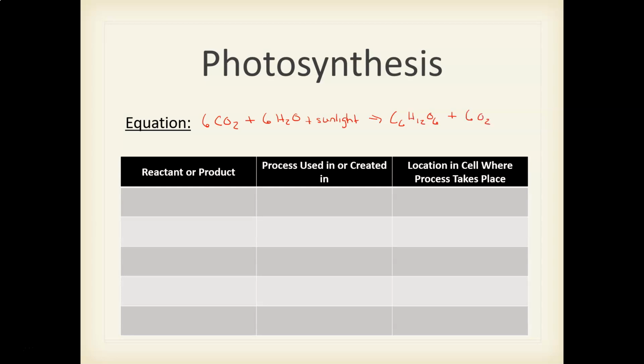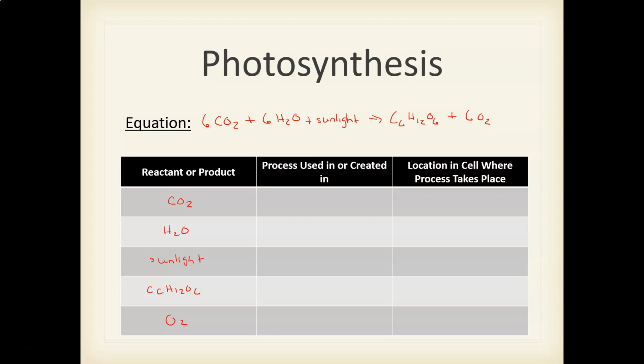Okay, so let's take those reactants and products and list them down here in the table. So here's my carbon dioxide, my water, my sunlight, and then the glucose and the oxygen. The first 3, the carbon dioxide, the water, and the sunlight, are all reactants. So where do they get used? Where do they get put into photosynthesis?